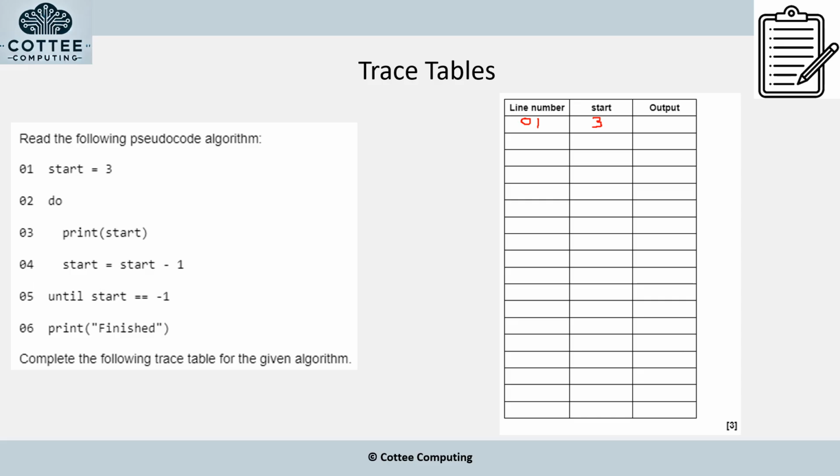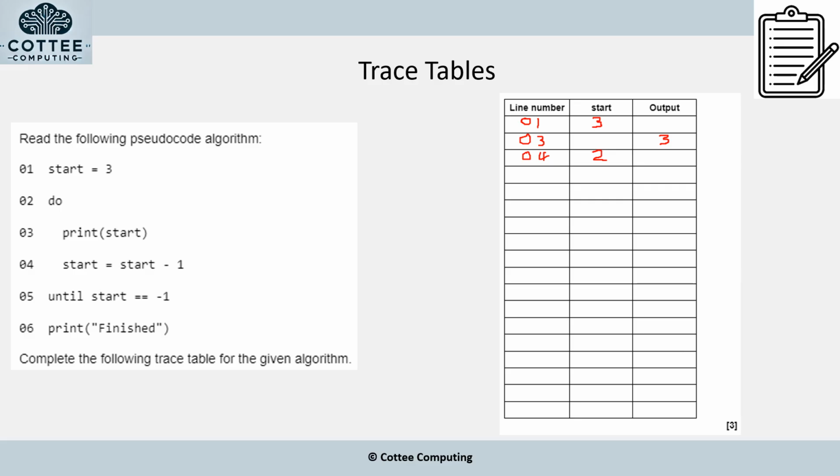Line 3, we print start. So I'm going to go to line 3, and we're going to print start. Well, start is 3, so I'm going to output 3. Then I'm going to do line 4, so start equals start minus 1. Start is 3, minus 1 is therefore 2.